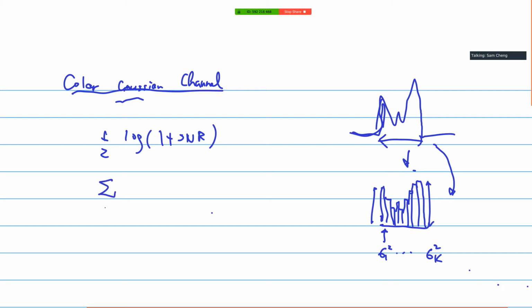So let's say if I assign power P1 to the first channel, Pk to the last channel, and Pi in the middle, and so on, then the total amount of information I can send is the sum of log(1 + Pk over sigma k squared), where small k goes from 1 to big K. Okay, my big K and small k look quite similar.